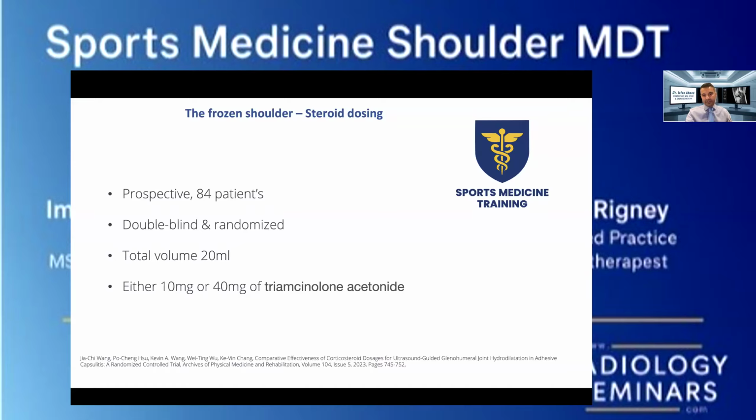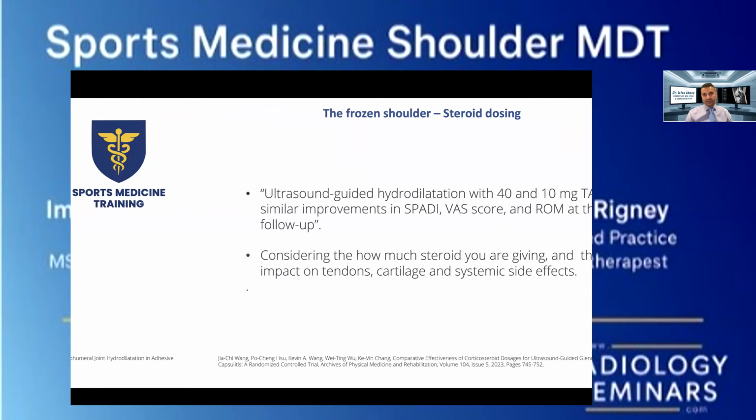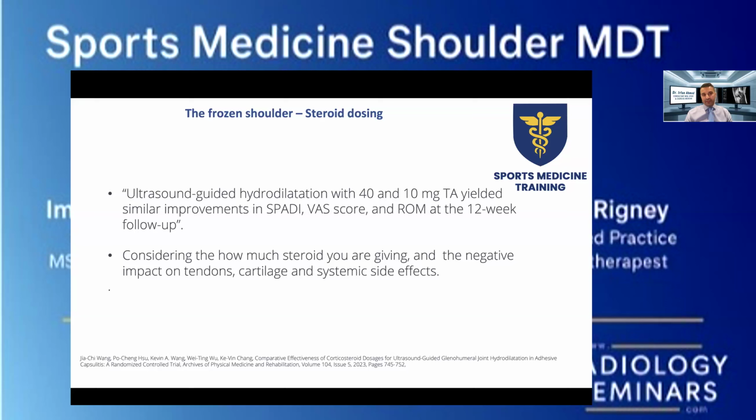So, what did they find in these patients in this double-blind randomized study? What they found is that ultrasound guided hydrodilatation with either 40 milligrams or 10 milligrams of triamcinolone yielded similar improvements in SPADI, VAS score, and range of motion at 12 weeks of follow-up in these patients with frozen shoulder. Albeit this is relatively short-term follow-up, but actually that's quite interesting.